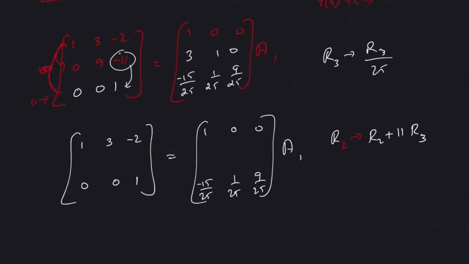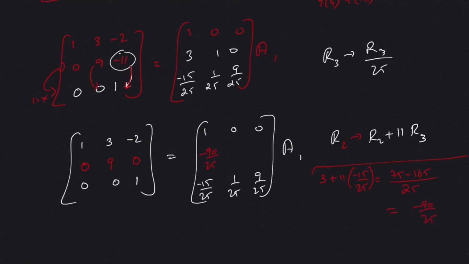So 1 11 0, so that is the 1. R2 plus 11 times of R3, so that will of course be 0. 9 plus 11 zeros are 0, that will be 9. Minus 11 plus 11, that will be 0. Now here only you will require some calculations. 3 plus 11 times of minus 15 by 25, so that will be, if I take the LCM, 75 minus 11 into 75, 165. So that of course will be minus 90 by 25.